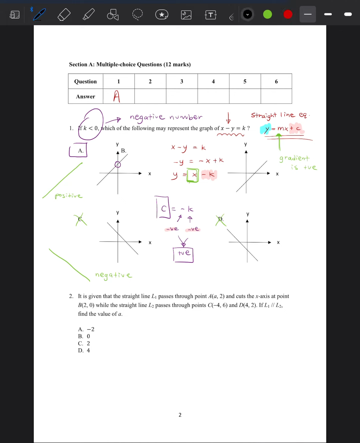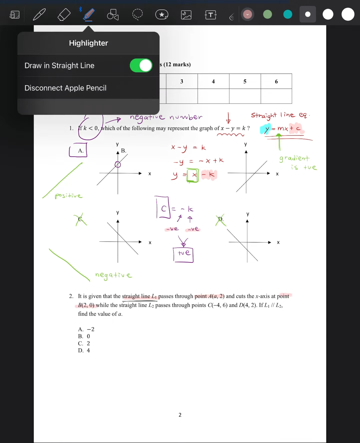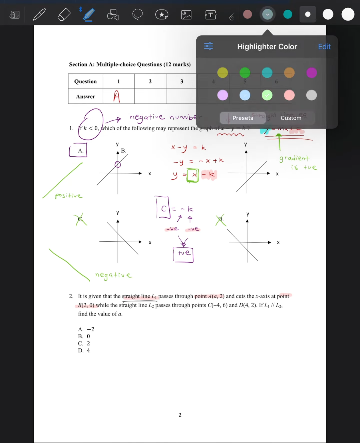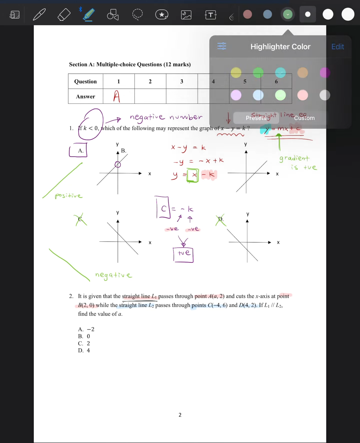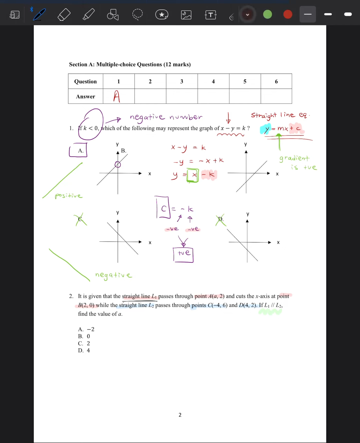In the second question, they say straight line L1 passes through the point A and cuts the x-axis at point B. So you've got that information for your line 1, and then for line 2, you've got this information: it passes through points C and D. Now it says they are parallel. So what do you know about parallel? You know that your slope of L1 will be equal to your slope of L2.